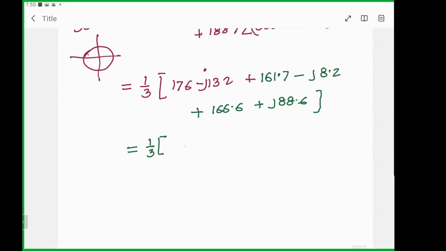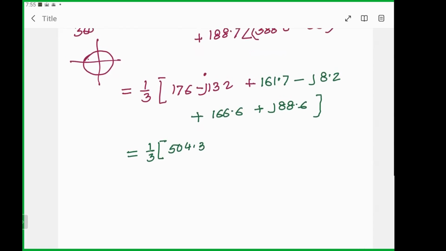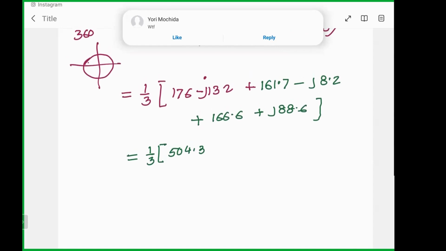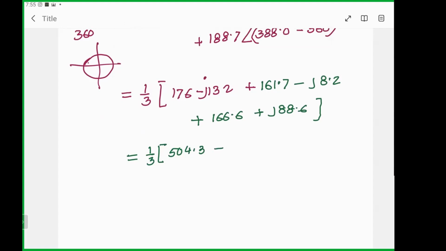So I think the answer I wrote there is wrong because for some reason it was 176 plus 161.7 plus 166.6. It's 504.3. Yep. Yeah, that is okay. Then the last one, the J term. J minus 51.6. I think there is some calculation mistake. So J term, what is the J term?